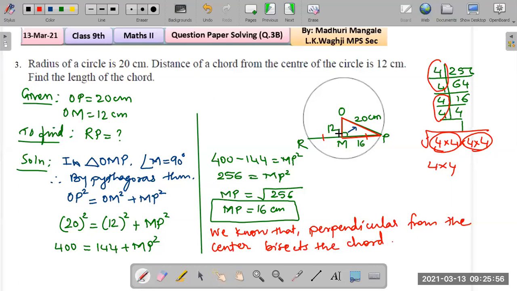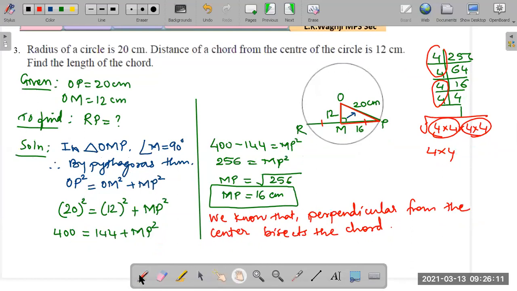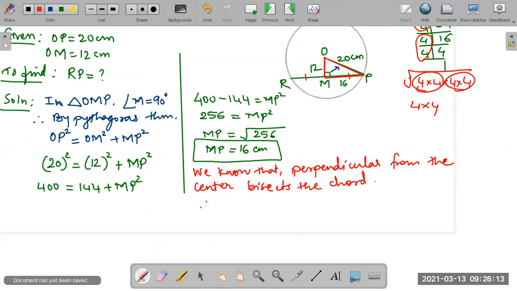Okay, it bisects the chord. So perpendicular means 90-degree. If it is 90-degree, then these two sides are equal. So we know that these two parts are equal. So here we will say, since it bisects the chord, therefore RM equals to MP, or you can simply say that RP will be equal to twice of MP, isn't it? Instead, I'll just write it out like this. RM is equal to MP.